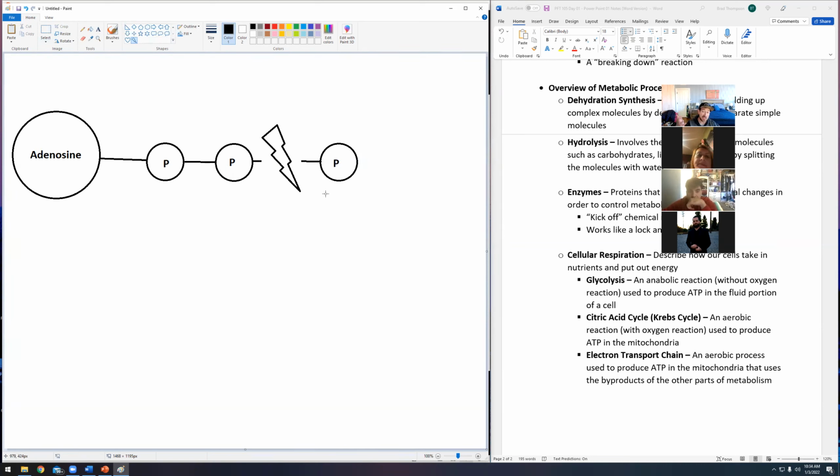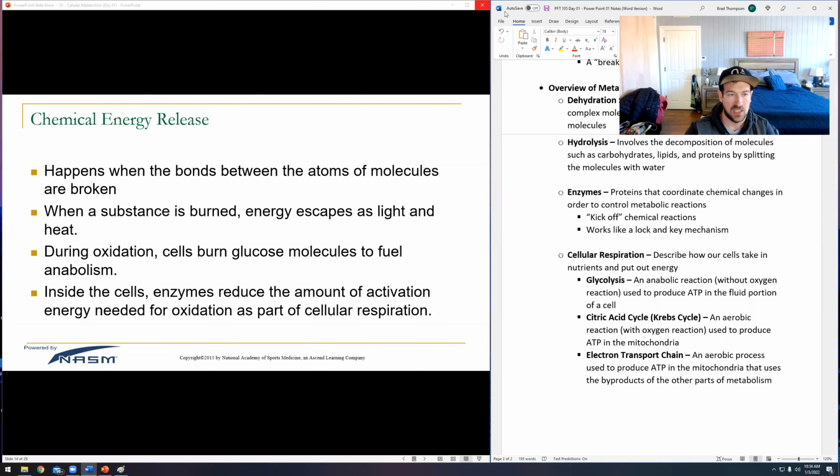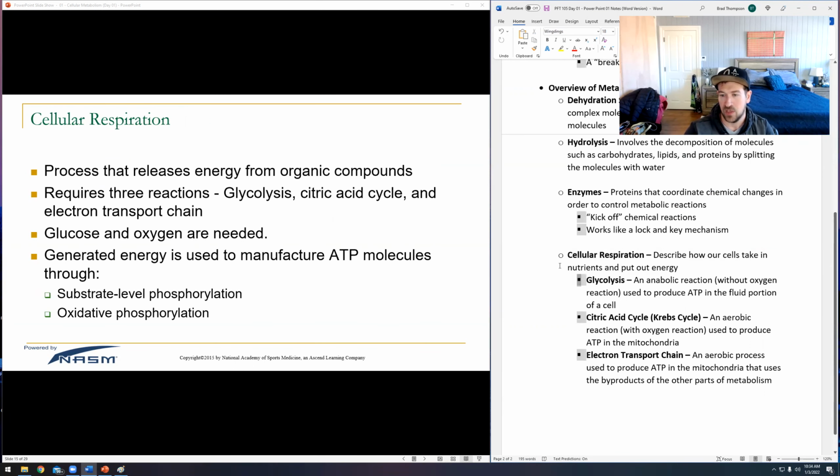So the reason you eat is so that you can make ATP. And you break ATP down in order to do stuff. And that's how this works. That's what this whole course is going to be about. We're going to be talking about how we as individuals make ATP, because we do it in a lot of really cool ways. And that is the process of what we call cellular respiration. Cellular respiration describes how our cells take in nutrients and spit out energy.